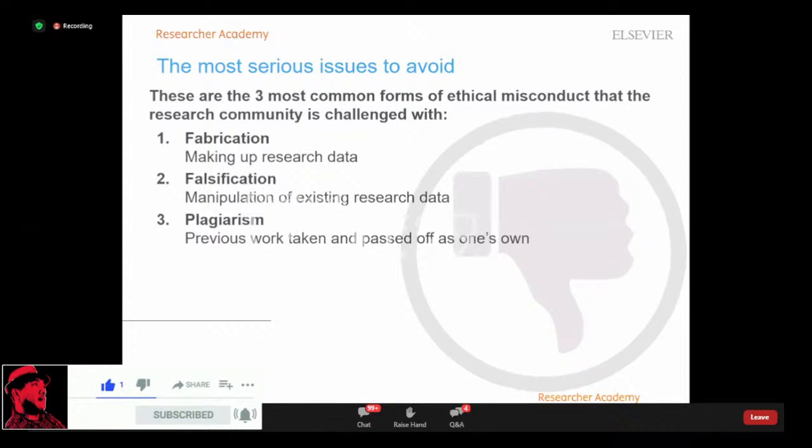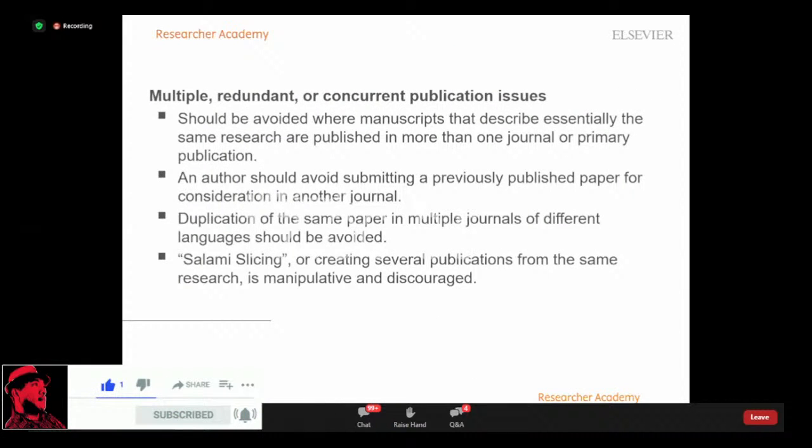And it's really important to avoid these things. And finally, this ties in with submitting to only one journal at a time. So it should be avoided where manuscripts describe essentially the same research and are published in more than one journal or primary publication. So that's really multiple or redundant publication in that sense. An author should avoid at any time submitting previously published articles, just in general, for consideration in any other journal.